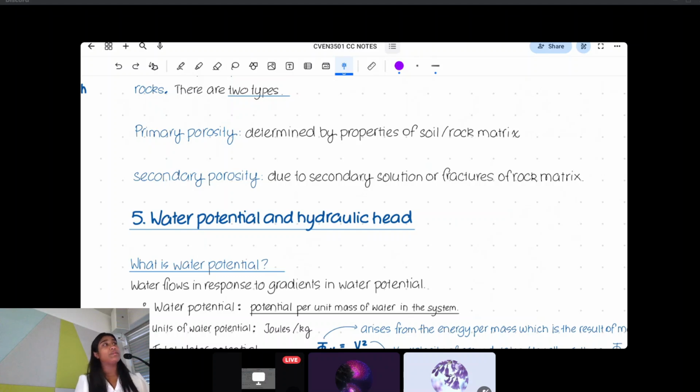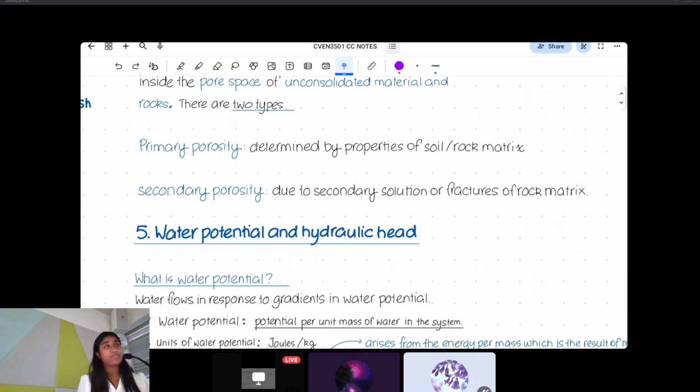So that will become really important, for example, if you're dealing with a contaminated site, because there's probably another solution in there aside from water, so it's not really a simple primary porosity problem. And it could also be due to fractures of the rock matrix, which will obviously have a very big impact because the water will find extra space to, I guess, travel through.